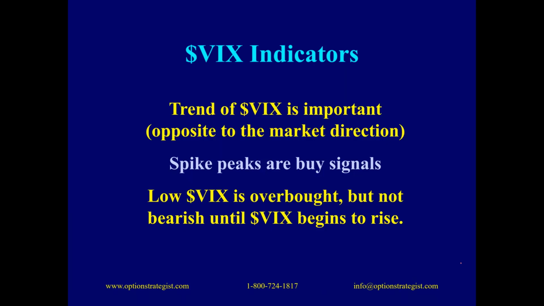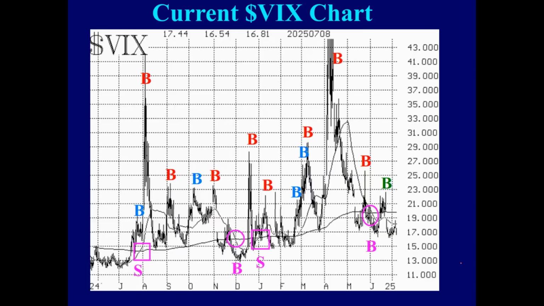And then the third thing, and this is sort of where we are now: when VIX is low, the market's overbought. And VIX is low right now, 16-ish. But it's not really a problem until VIX begins to rise. We've had cases in the past, like 2006, 2016, and 2019, where the market just keeps going and VIX just keeps staying lower. So to get out of the market just because VIX is low would be the wrong thing to do. You wait until you see it begin to rise, then you get out or do some active protection.